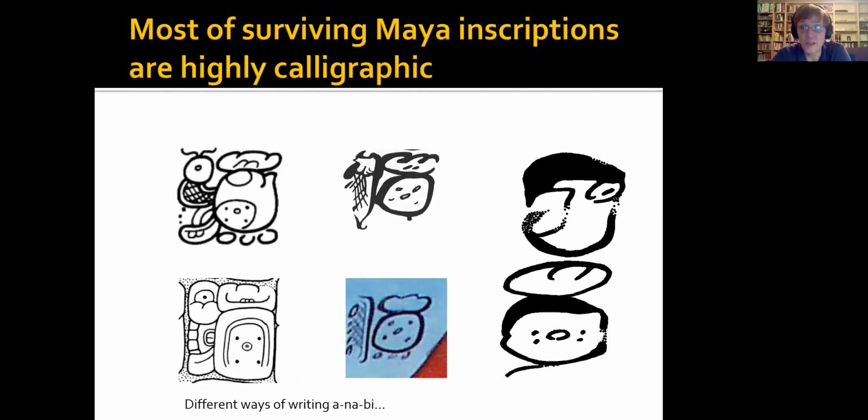Now, not all Maya texts are calligraphic. So we do have a few examples of really simple handwriting styles on ceramics and murals. But the vast majority of texts that we have are calligraphic. They're harder to make, and they're obviously harder to read. Although that extremely cursive example is also pretty hard to read, just like our modern cursive letters.